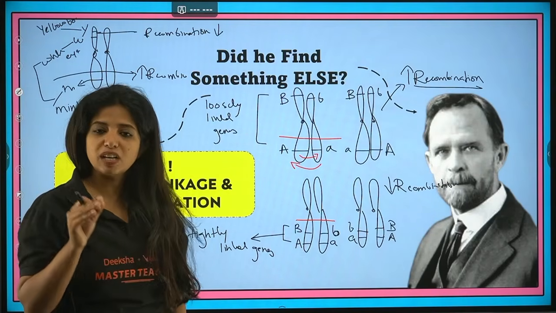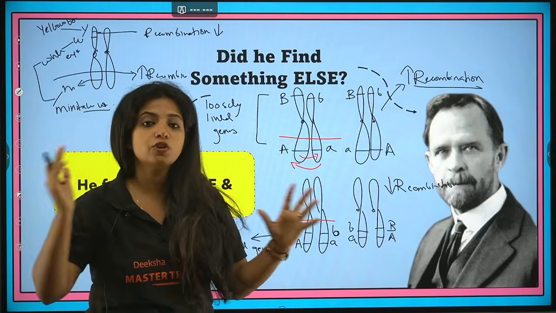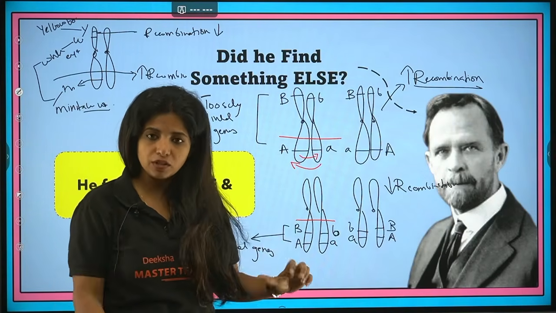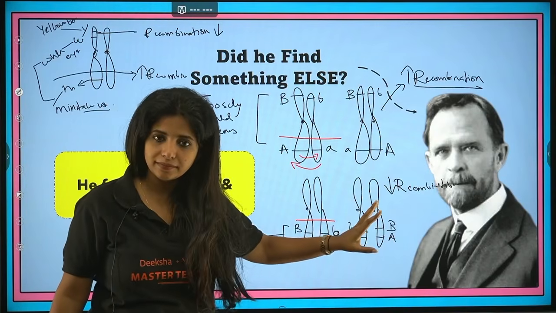Because in the case of sexual reproduction, my dear children, this is very common. This is known as crossing over. So whenever crossing over happens, there are chances for recombination. Now you have to just identify whether it's more or less.